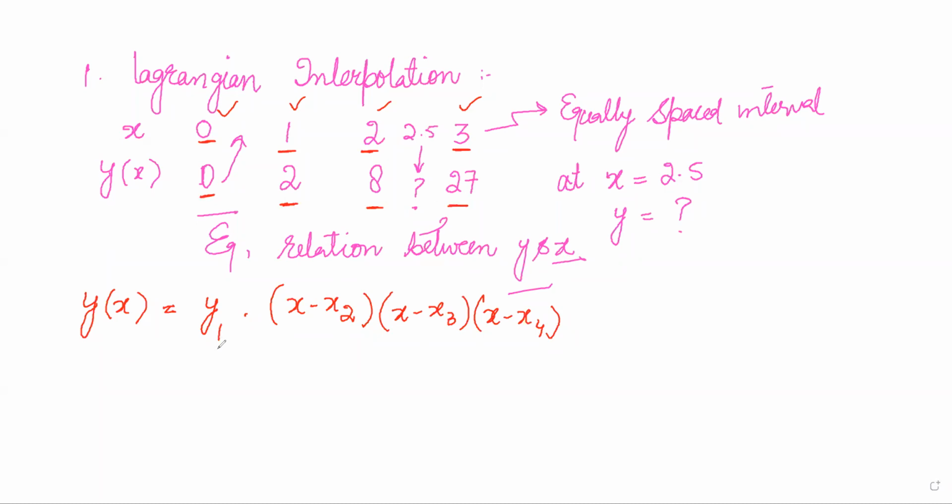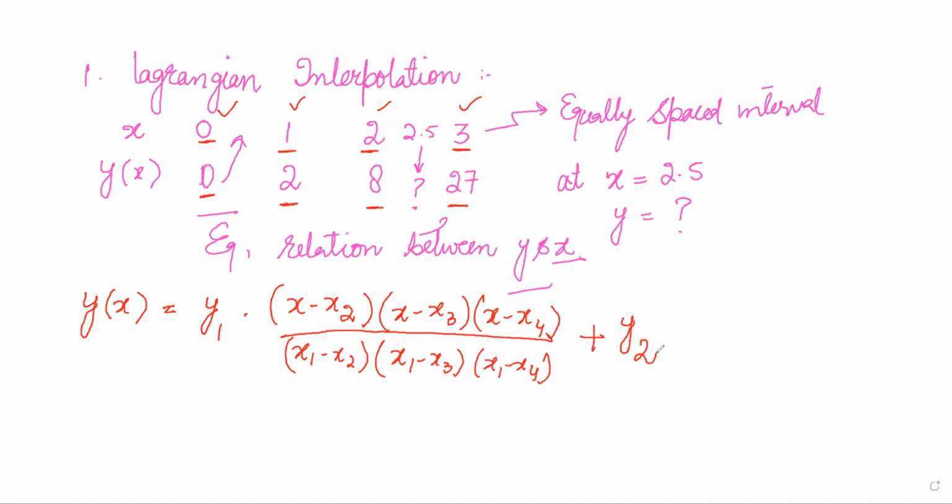So y of x is equal to y1 multiplied by x minus x2, x minus x3 and so on, divided by x1 minus x2 multiplied by x1 minus x3 multiplied by x1 minus x4. When we were taking the term y1, it was for x is equal to x1. In the numerator, we will not have any x1 term, and in the denominator, all the terms will be subtractions from x1: x1 minus x2, x1 minus x3, x1 minus x4.